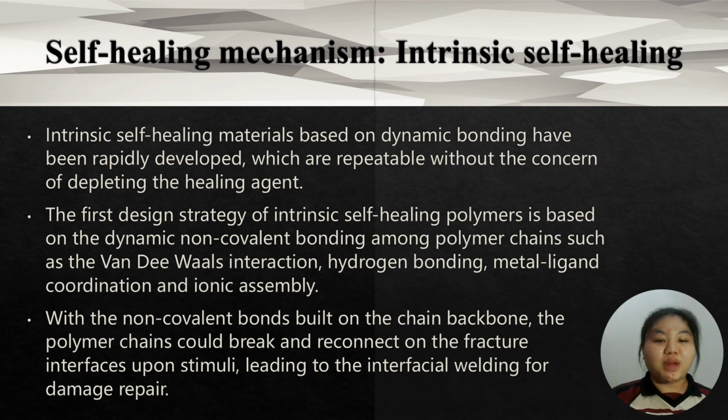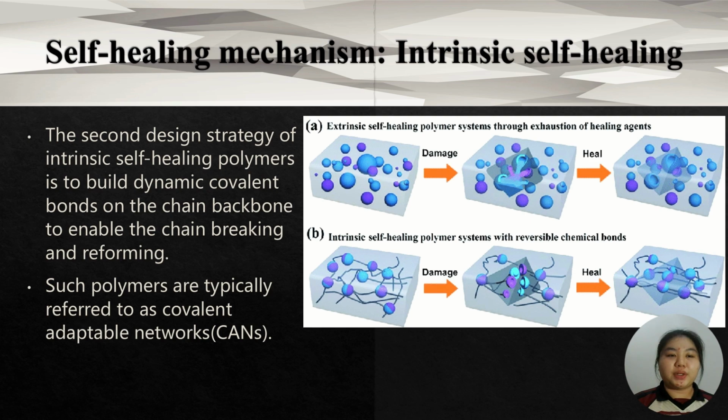With the non-covalent bonds built on the chain backbone, the polymer chains could break and reconnect on the fracture interface upon stimuli, leading to interfacial welding for damage repair. The second design strategy is to build dynamic covalent bonds on the chain backbone to enable chain breaking and reforming. Such polymers are typically referred to as covalent adaptable networks, CANs. So this is an example of extrinsic self-healing and intrinsic self-healing.